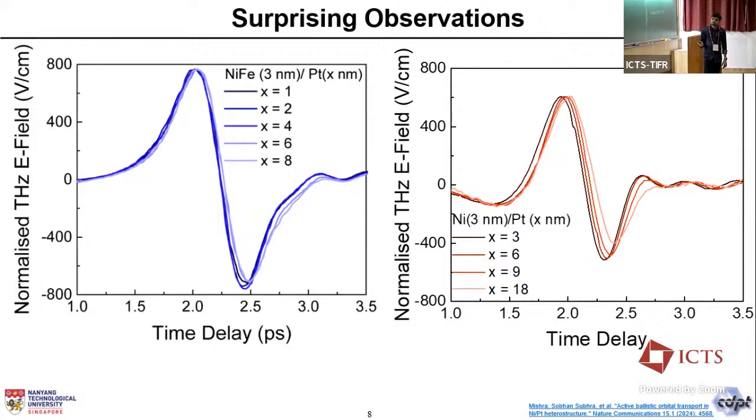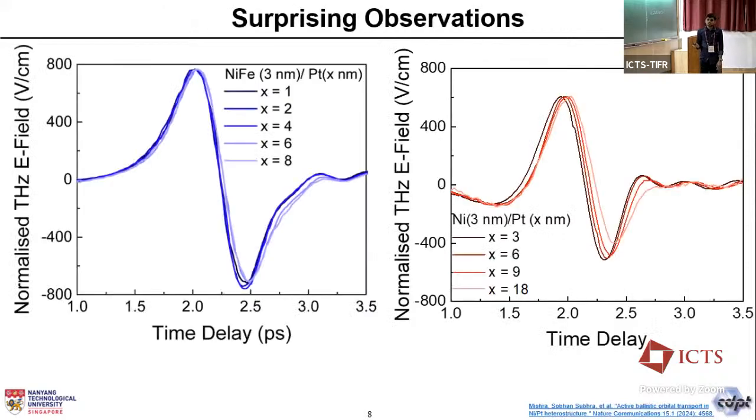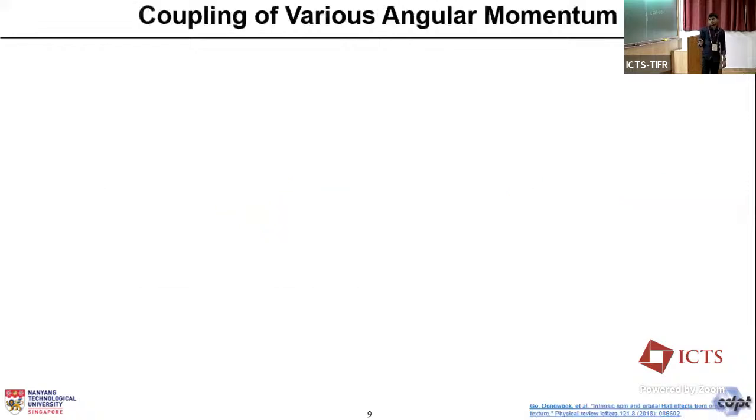Whatever transport mechanism is going on here, it is able to travel at least up to 18 nanometer, as we have observed experimentally. So it's definitely not spin transport. The first thing that came to our mind is orbital transport. Why orbital transport? Because as we know, the spins are getting scattered because of the high spin orbit coupling of platinum, but orbital will not be scattered because of the high spin orbit coupling of platinum. So to understand why orbital transport is the main transport, we need to understand the various couplings of angular momentum in this solid.